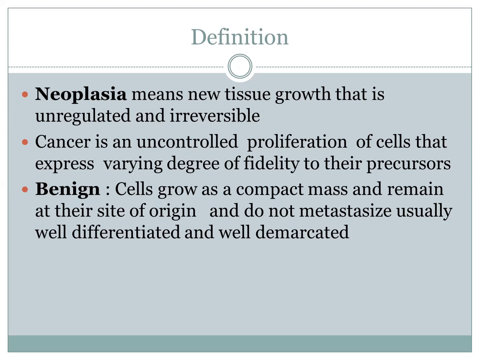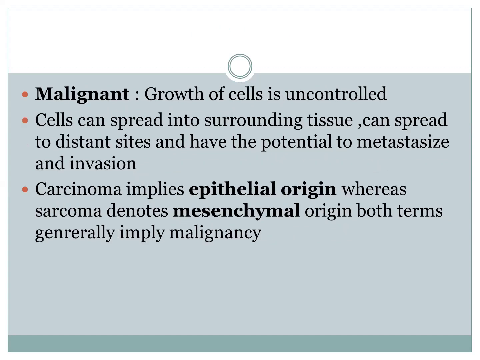And the cancer is of two types, benign and malignant. Benign is when cells grow as compact mass and remain at their site of origin and do not metastasize. They are usually well differentiated and well demarcated. So what is well differentiated, we'll study in the next slide. And then malignant cancer. Malignant cancer is one in which growth of cells is uncontrolled. Cells can spread into surrounding tissue. They can spread to distant sites and have the potential to metastasize and invade.